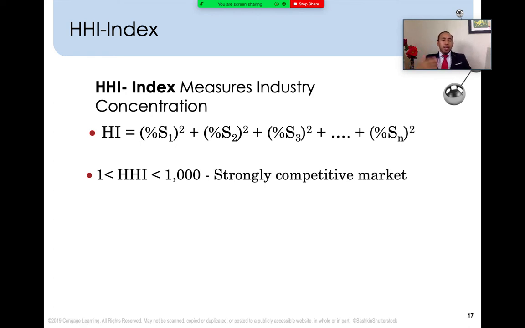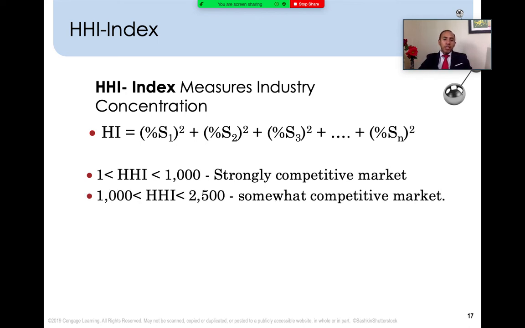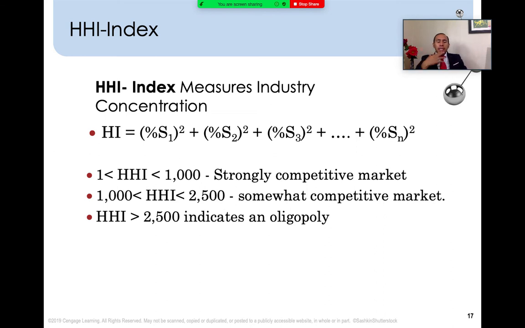If the HHI is between 1 and 1,000, the industry is highly competitive, a perfectly competitive market where there's a lot of firms competing with each other. If the HHI is between 1,000 and 2,500 in whole numbers, the industry is somewhat competitive. There's less competition. The closer you are to 2,500, it indicates an oligopoly structure. So if the HHI is greater than 2,500, or if you're already in the 2,000 range, it indicates that the industry is potentially oligopolized.